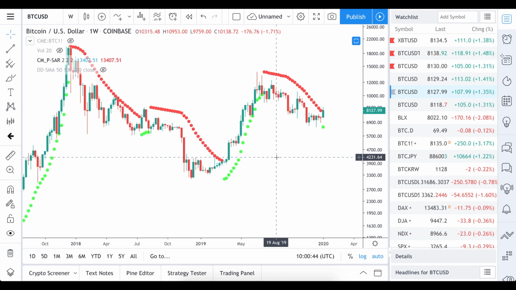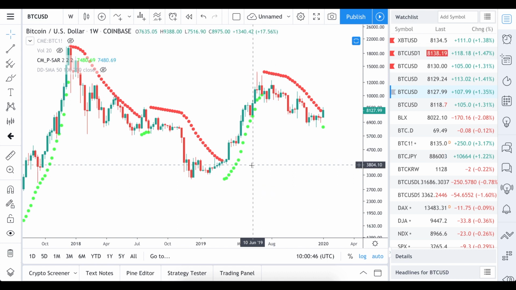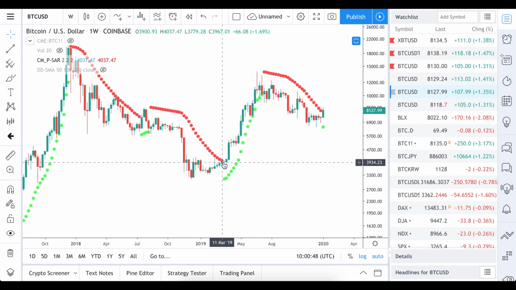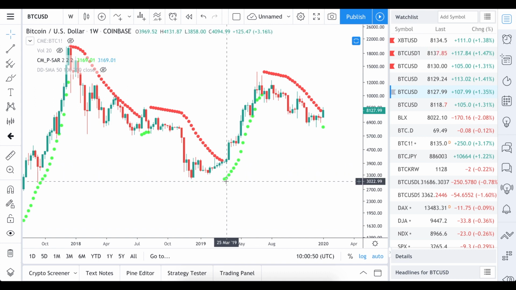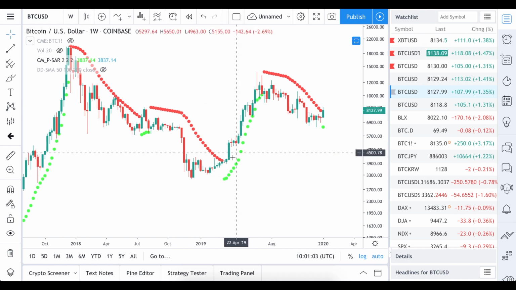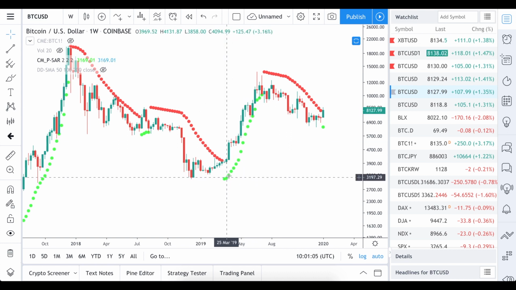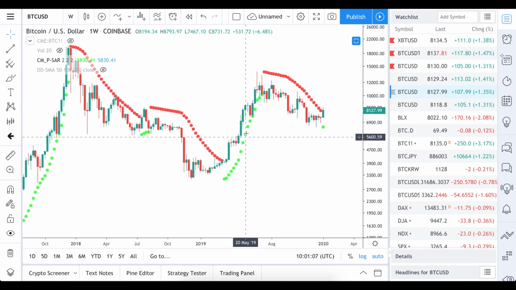Also, it is used to set the stop order. So for example, here you found the entry for buying, and then after opening your long position you can set your stop order at the level of this indicator, and as soon as the price is going higher and higher you can move your stop according to the value of this indicator. So this is another way of using it.